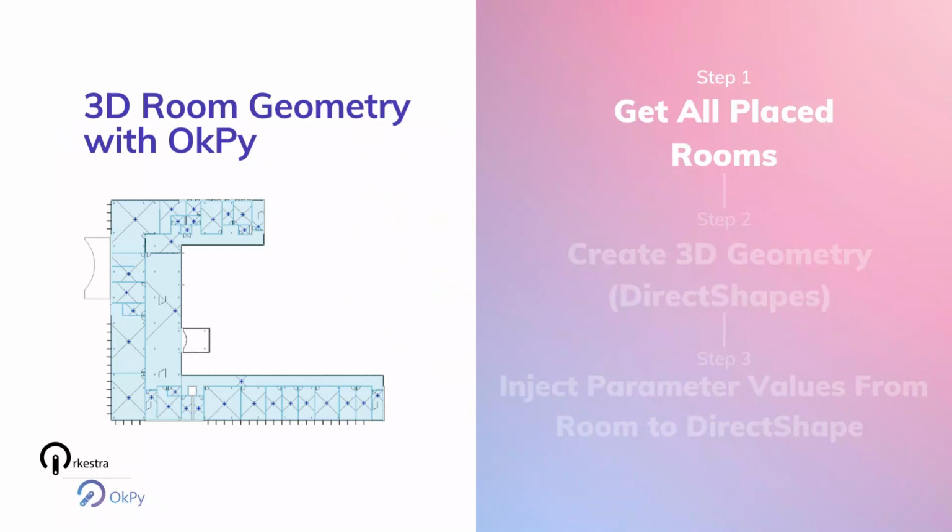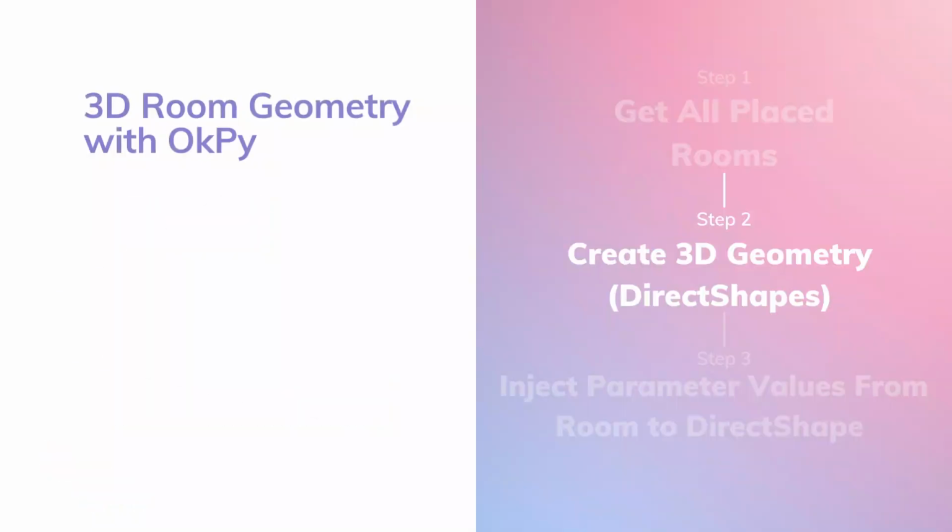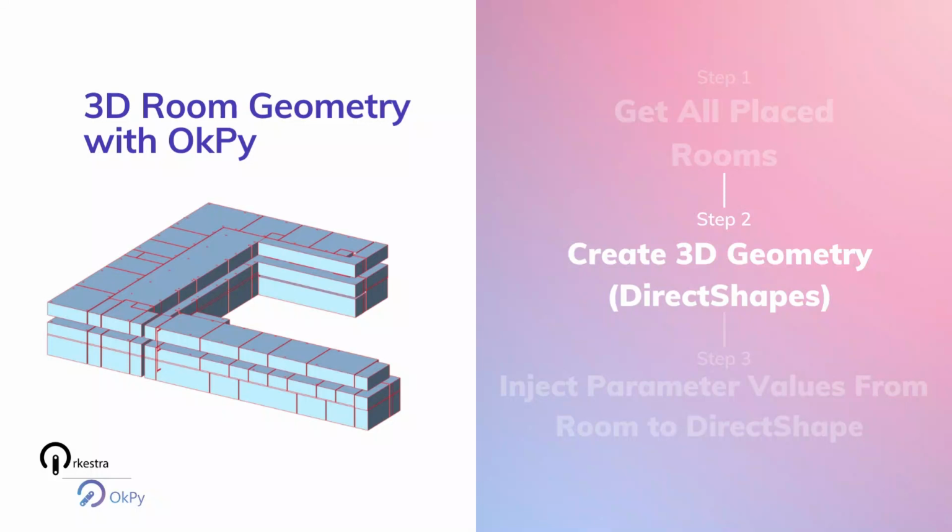Our steps for today's tool are to get all placed rooms. So that's going to be our starting point. Then we're going to need to create that 3D geometry using something called direct shape. Direct shapes are a class in the Revit API that allow us to have some geometry that carries data in our models. More on that later.